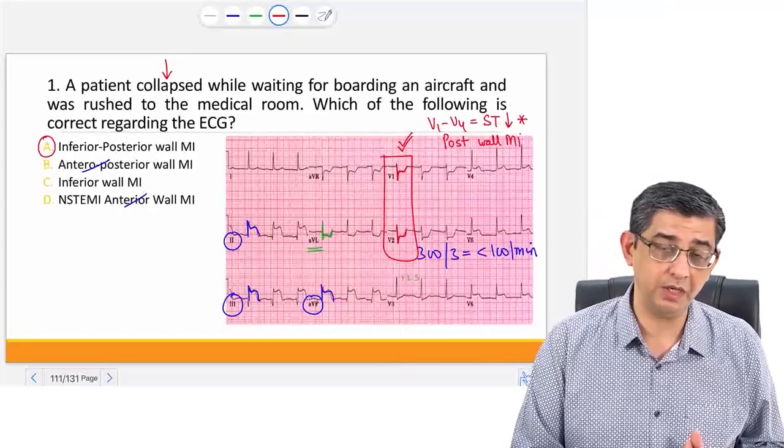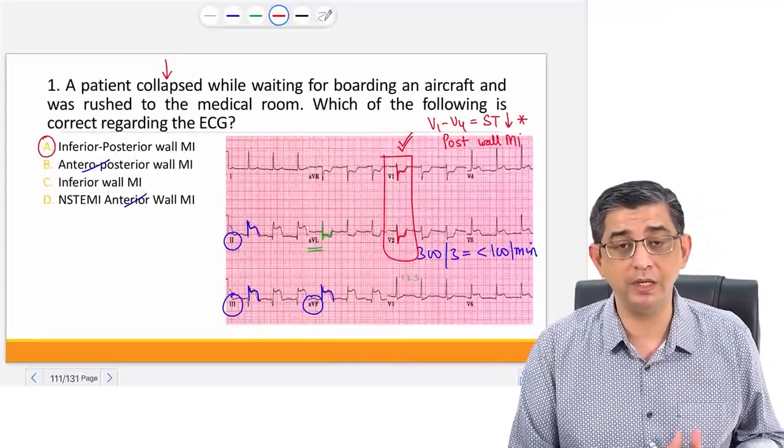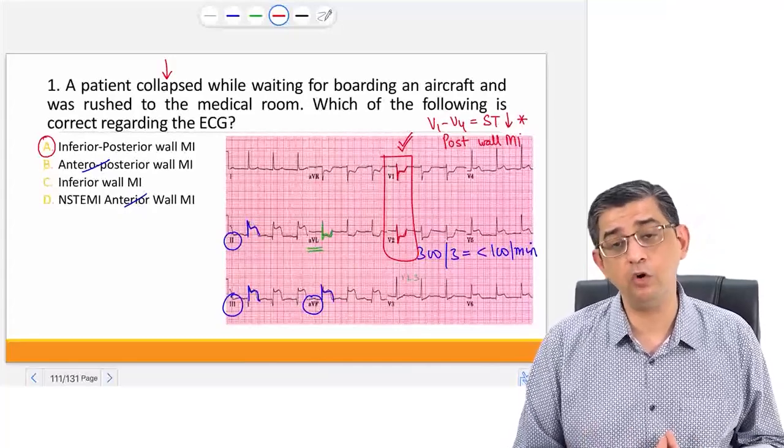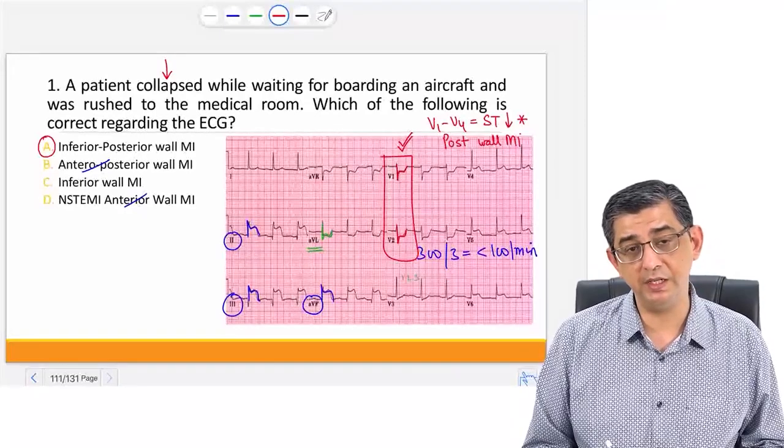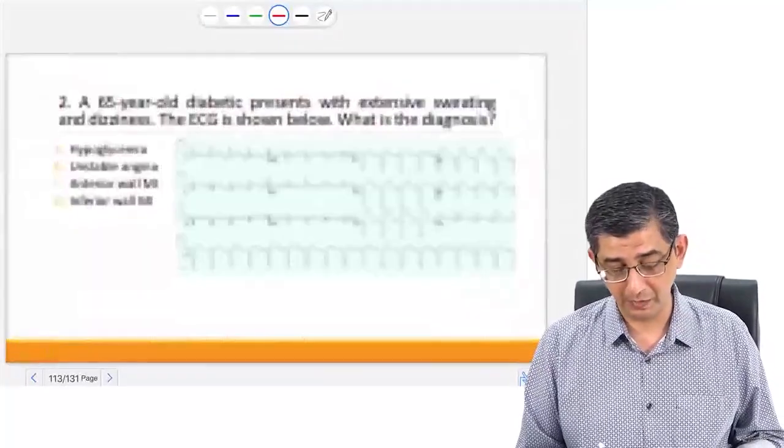You have to think in terms of a cardiac event, like a coronary artery getting blocked and an MI developing in a patient, which was very much obvious in this case. The answer is A, as explained to you, because of the findings highlighted in red. We move to the second question.